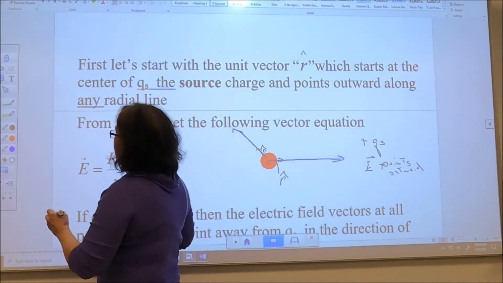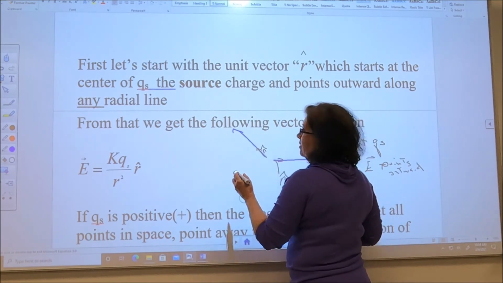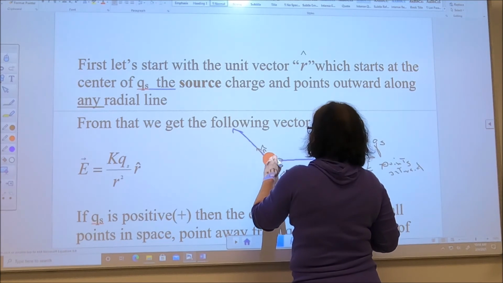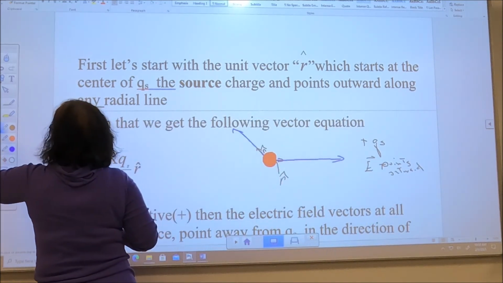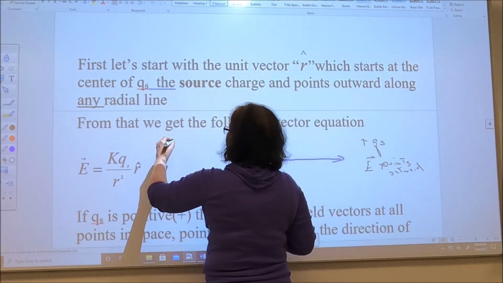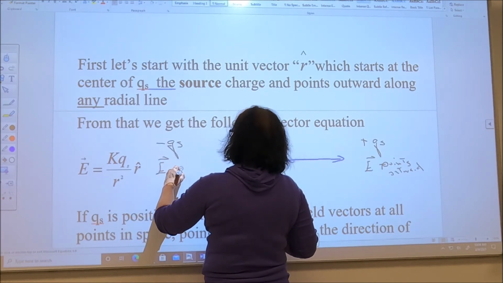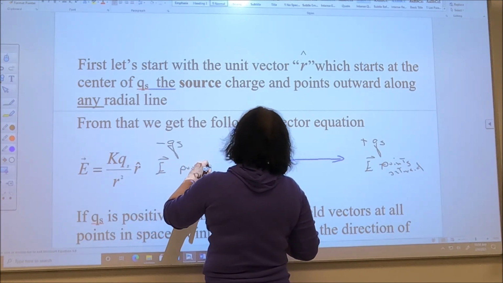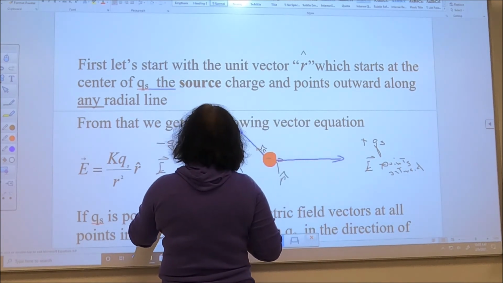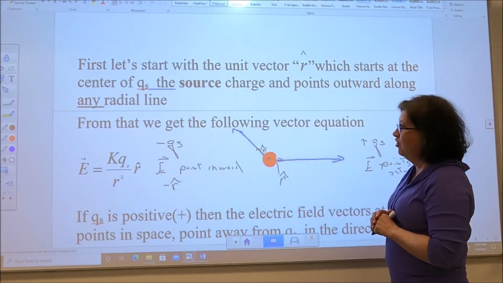Now, if I had a negative QS, so this was negative, then E would point inward because it would be negative R hat. So it's going to point in the opposite direction of R hat.